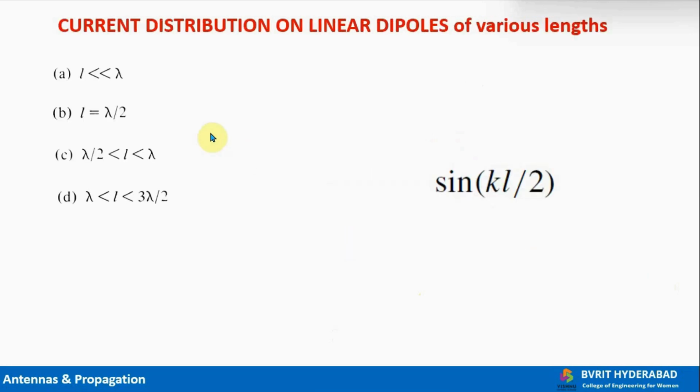We are going to observe the current distribution of the dipole antenna of various lengths. The different lengths are L far less than wavelength, L equal to half wavelength, the length varying between half wavelength and one wavelength, and the length varying between one complete wavelength and 1.5 wavelength. Here the current distribution follows the sinusoidal pattern supported by the mathematical form of sin(kL/2) for one arm of the dipole, and the pattern is symmetrical with respect to the center of the arm, where k is a propagation constant given by 2 pi by lambda and L represents the length of the antenna.